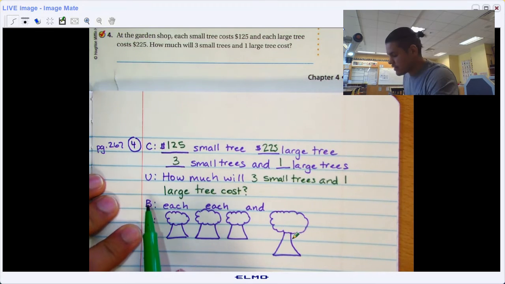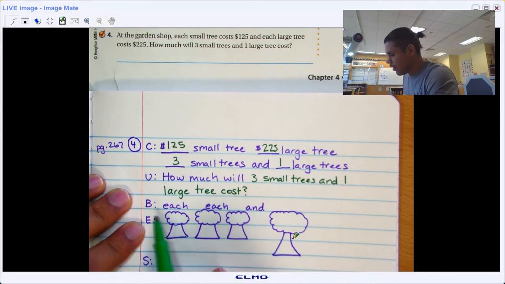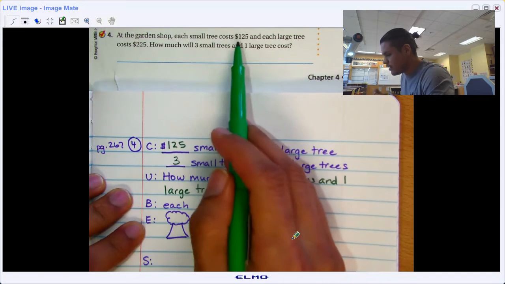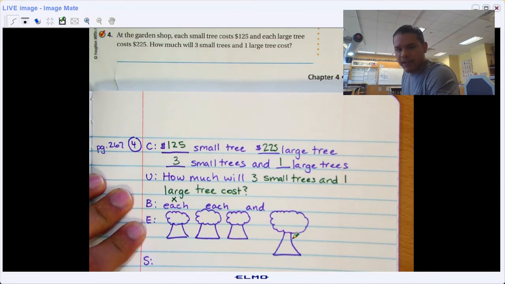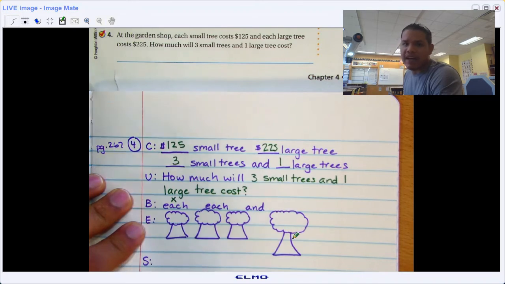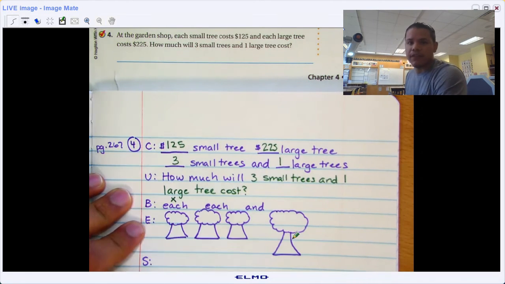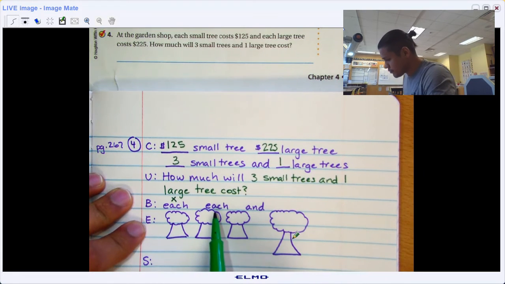Now, the key words that tell me which operation I'm going to do are each. So each small tree costs $125. I'm going to be multiplying, because if you buy 5 things at the store and they're all $1, then you know that you need to multiply 5 times 1, and you need $5 to purchase them. So that's how I know it's multiplication, not division this time, okay?